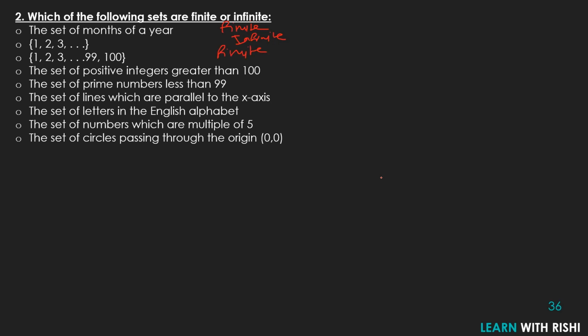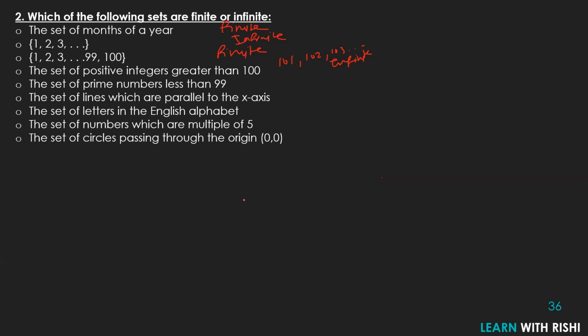Set of positive integers greater than 100. Positive integer greater than 100 means 101, 102, 103, and so on. So again, this is an infinite set. Next, set of prime numbers less than 99. So this is also a finite set because from 1 to 99, the prime numbers that we have to write are countable. So again, it is a finite set.